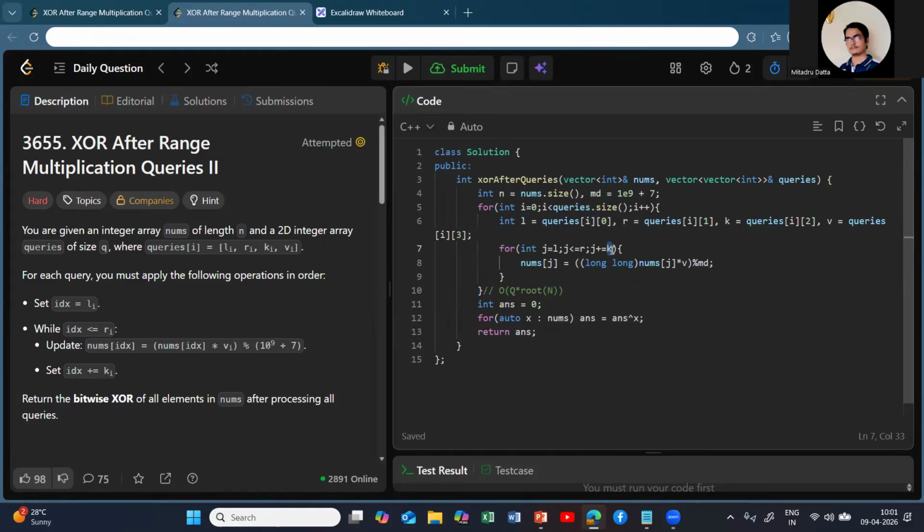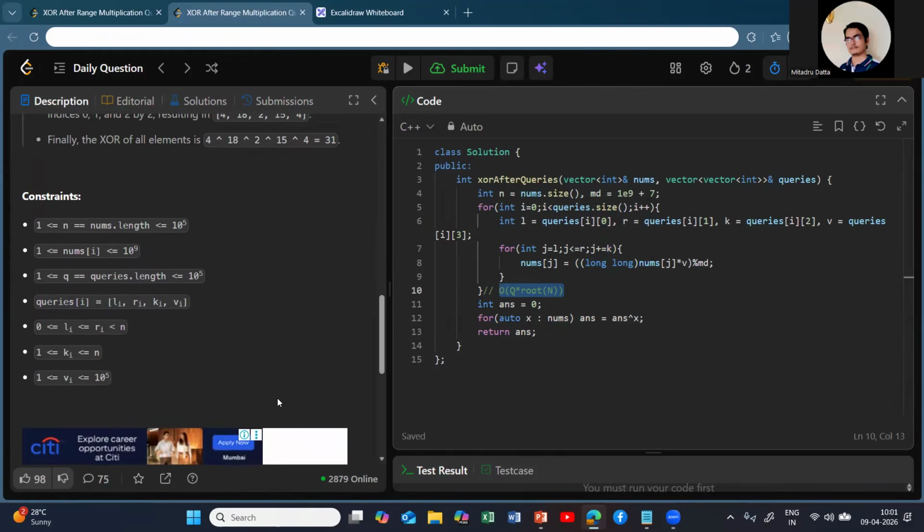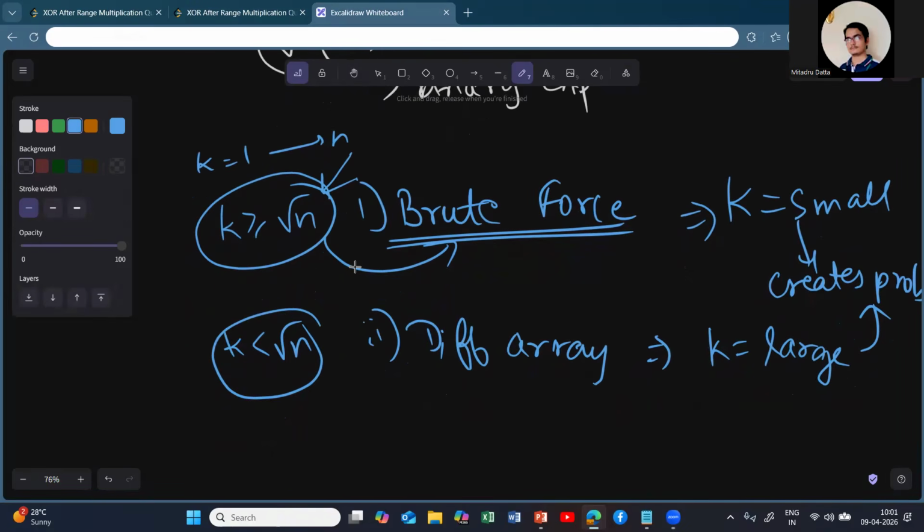Since k cannot be 1, you are telling that k is greater than root n, so time complexity will be O of q root n. And if you try to see, q is 1e5, root n is approximately 1e2 point something, you can say 1e2. So an approximate value of 1e7 time complexity works, it just works. So that is what I am trying to say: when k is greater than this value of root n, you can try to apply a brute force solution, and when it is less than this root n, you can try to apply a difference array solution. It will work just fine.